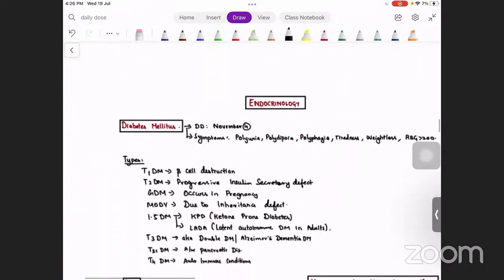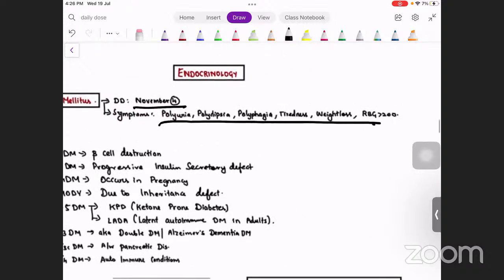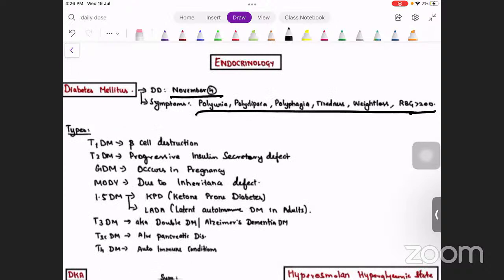Then endocrinology, diabetes mellitus. Diabetes day is November 14th. Symptoms, as you know, are polyuria, polydipsia, polyphagia, tiredness, weight loss, and random blood glucose of more than 200. You already knew that. Now speaking about type 1 diabetes, which is beta cell destruction; type 2, an insulin secretory defect; gestational, which occurs in pregnancy; and maturity onset diabetes of the young, which is due to an inheritance defect.